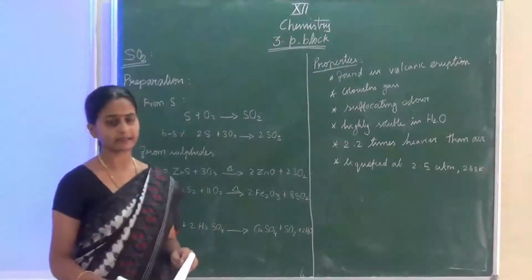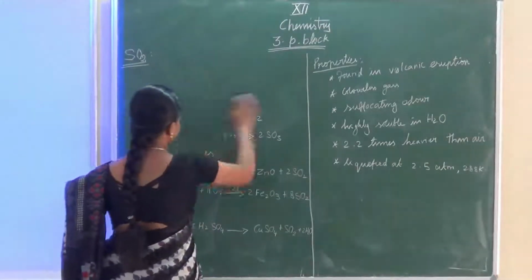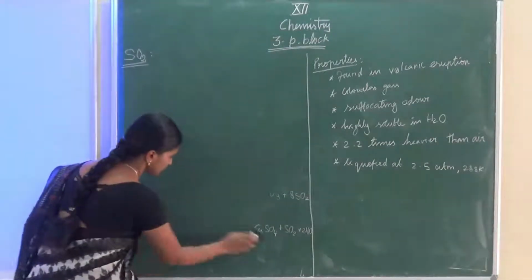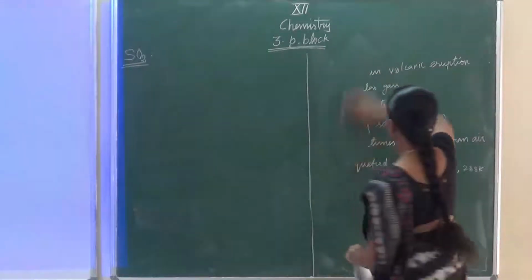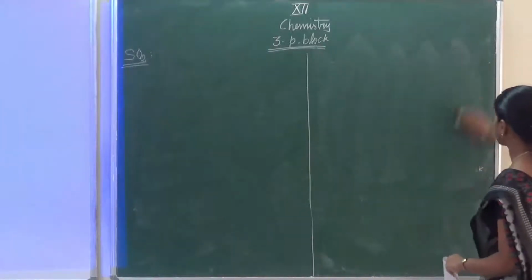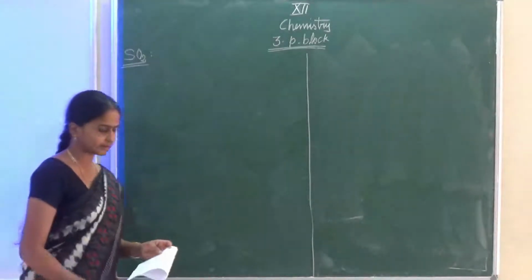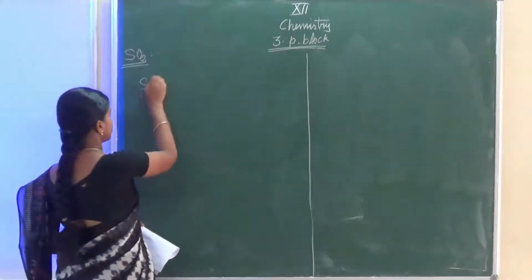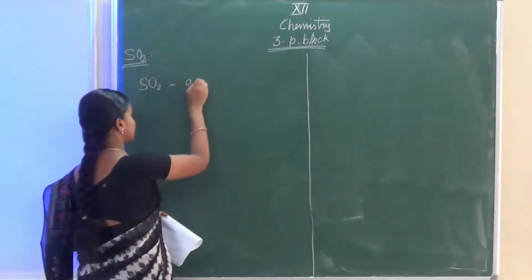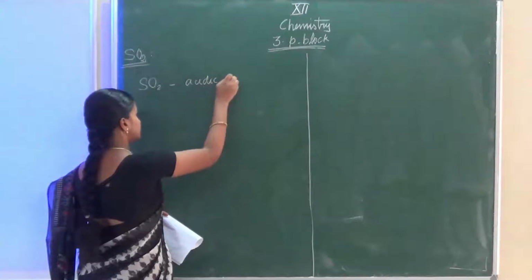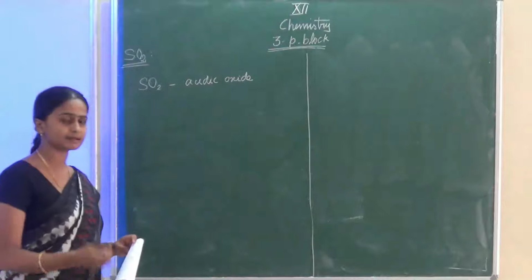Next we are going to see the chemical properties of sulfur dioxide. Sulfur dioxide is an acidic oxide. One more question: sulfur dioxide is the acidic oxide.